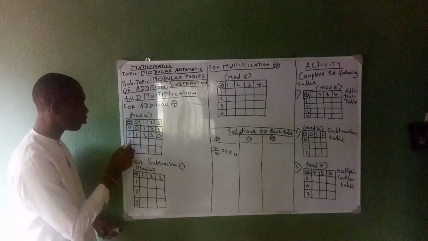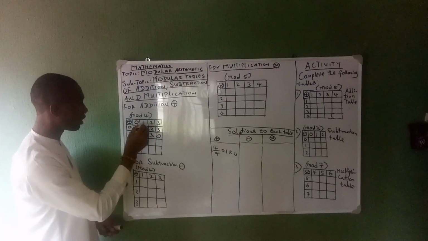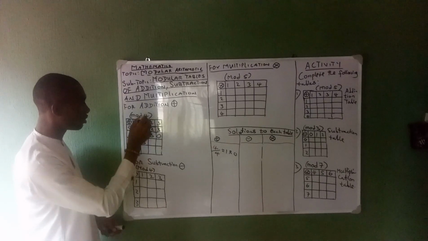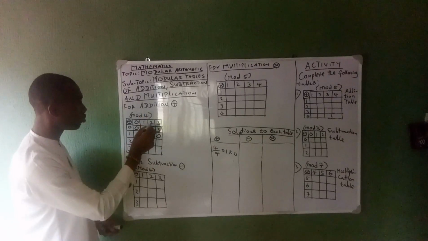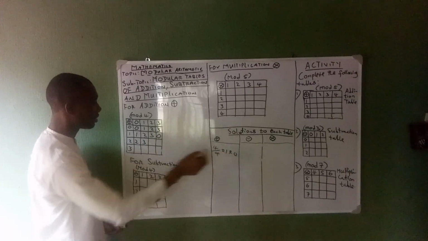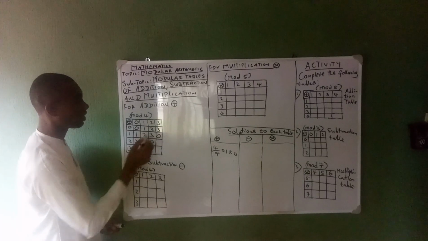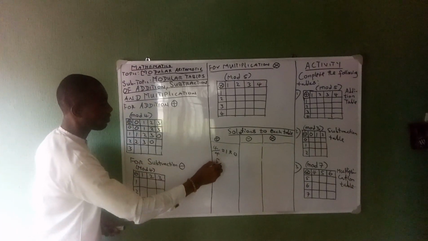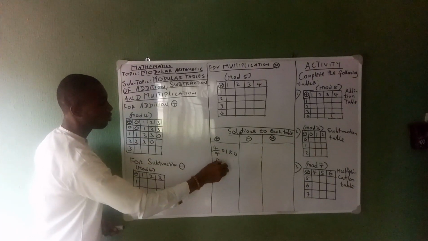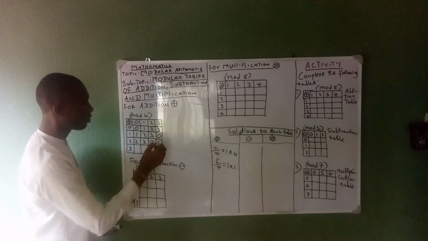So we'll come to 2. 2 plus 0 is 2. 2 plus 1 is 3. 3 is not more than 4. 2 plus 2 is 4. We say 4 divided by 4, we have 1 remainder 0. So we'll put 0 here. We say 2 plus 3 is 5. We divide by the mod, which is 4. So 5 divided by 4 will give us 1 remainder 1. So here should be 1.